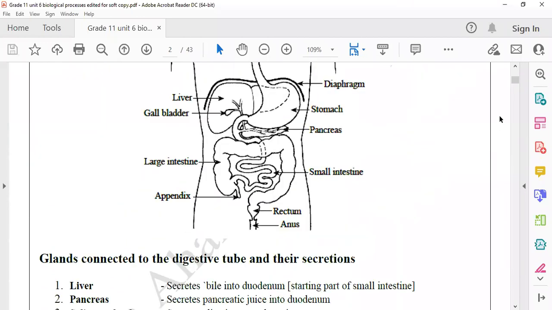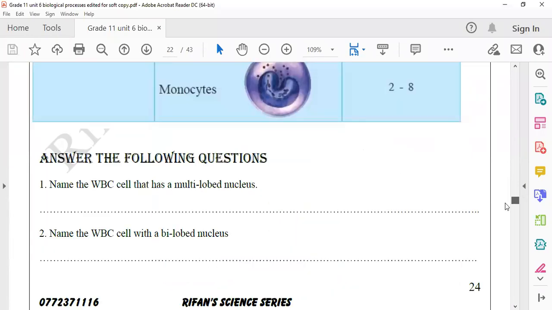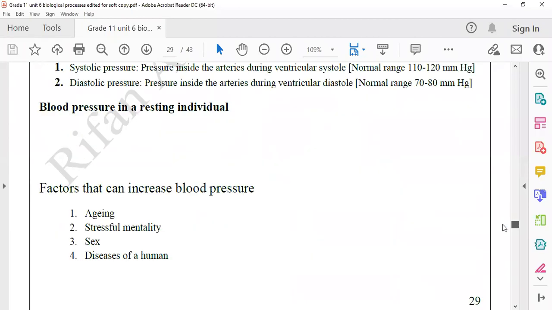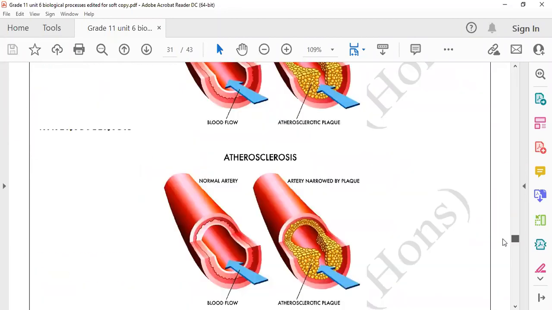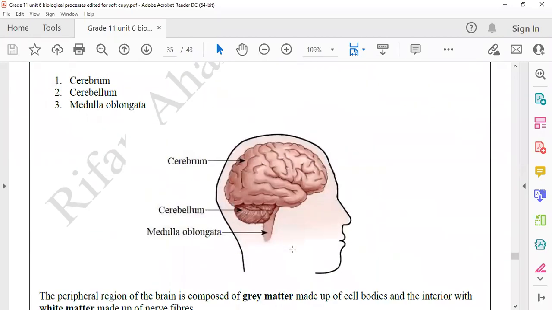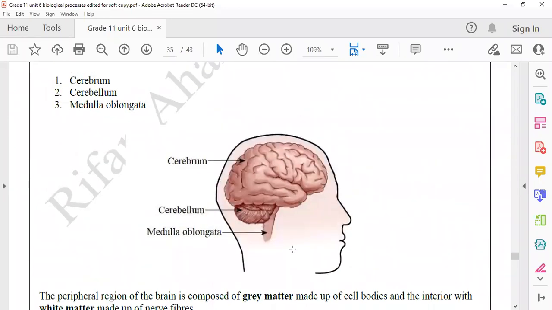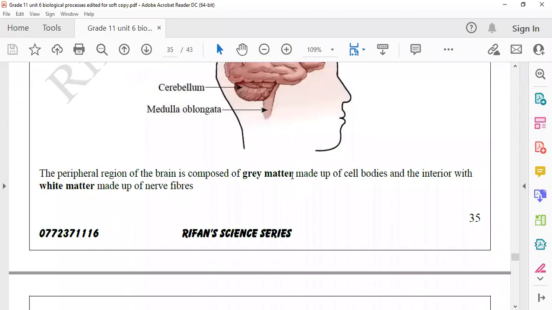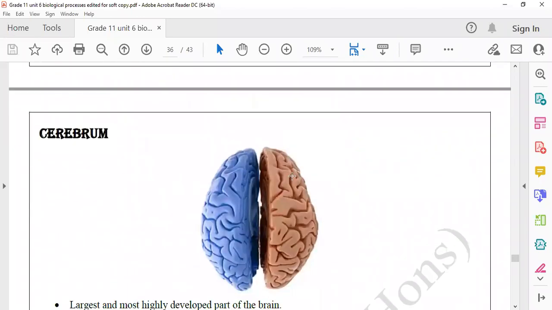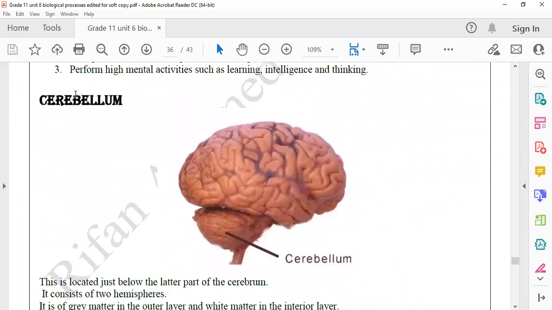So, let's go ahead, my children. In this unit, one of the bigger units, I think we have come to this point, correct? Yes, sir. So cerebrum, I explained to you, correct? Yes, sir. So today I have to start to discuss the cerebellum.